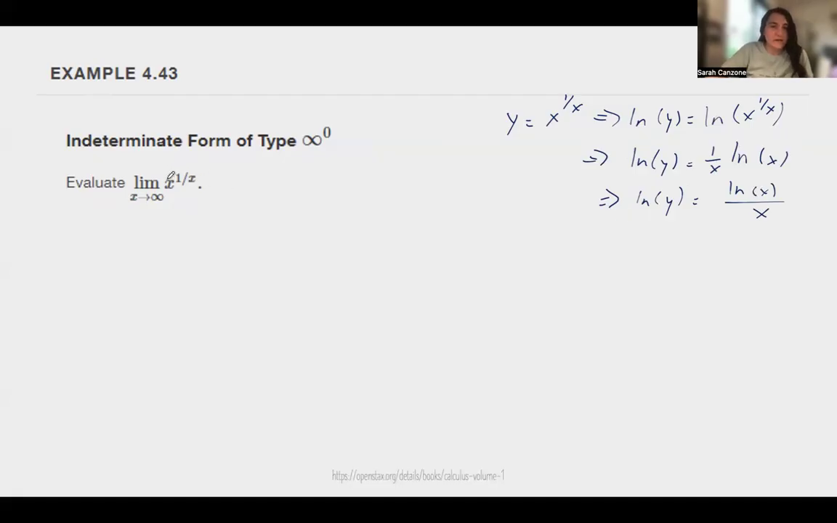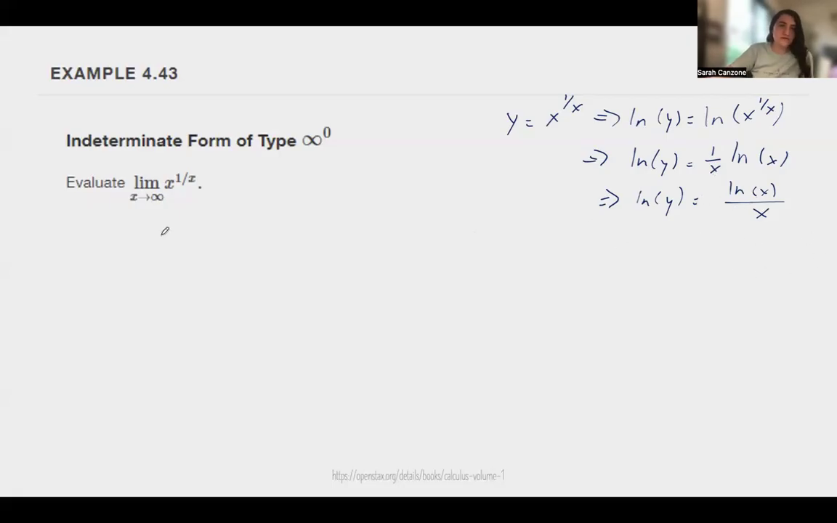Because again, you have infinity. If you plug infinity into 1 over infinity, you get 0. Infinity to the 0 is an indeterminate form, so you can't solve this just by looking at it. So we go ahead and try to adjust the function, and this is what we get.